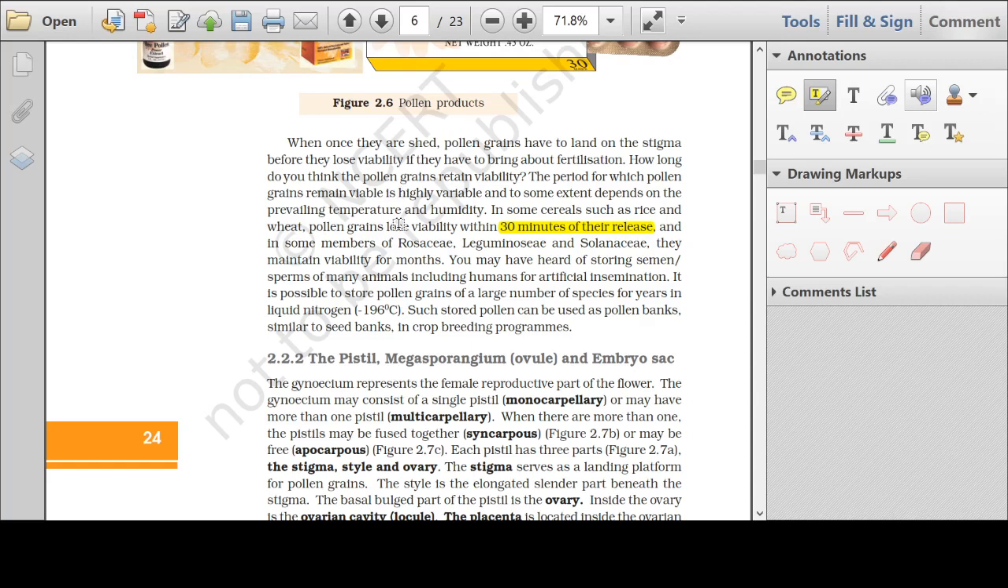But in the case of some other members of Rosaceae, Leguminosae, and Solanaceae, which are different families of plants, the pollen is viable for months. For months they can remain active.